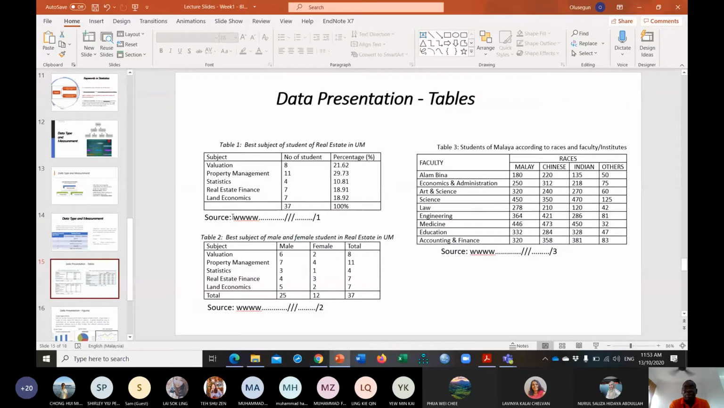So if we want to present our data, data can be presented in table form. In a table form like this. So if you want to represent information, you can use tables. And when you are using tables, that means we are counting their frequency. And when we count frequency, we will be able to know what happens. So let's look at these tables that I have here. Table 1 is talking about the best subject of students of real estate in UM. So let's assume this class is representing the UM.